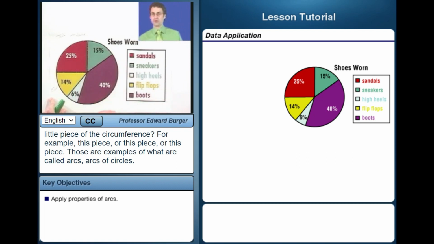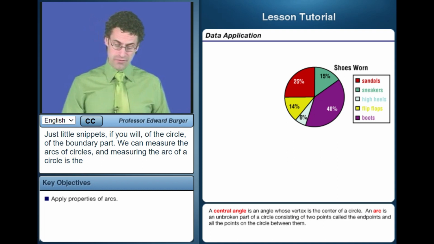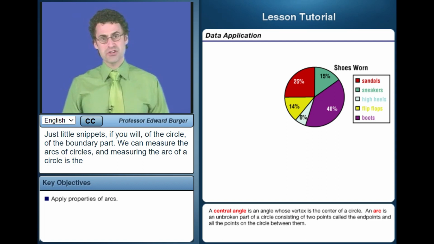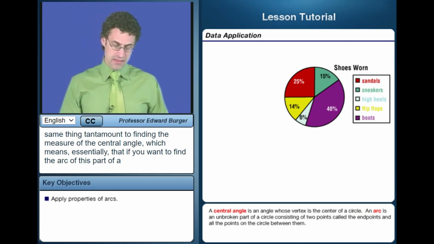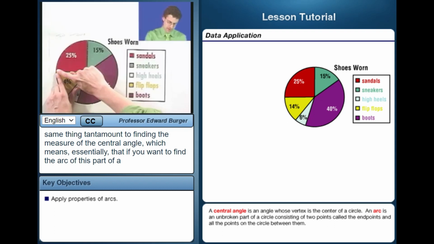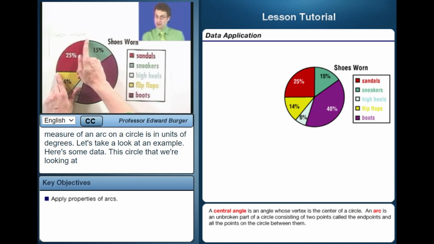Those are examples of what are called arcs. Arcs of circles are just little snippets of the boundary part. We can measure the arcs of circles, and measuring the arc of a circle is tantamount to finding the measure of the central angle. If you want to find the arc of this part of the circle, all you've got to do is figure out what angle that is. Whatever that angle is, that's the measure of the arc. So the measure of an arc of a circle is in units of degrees.